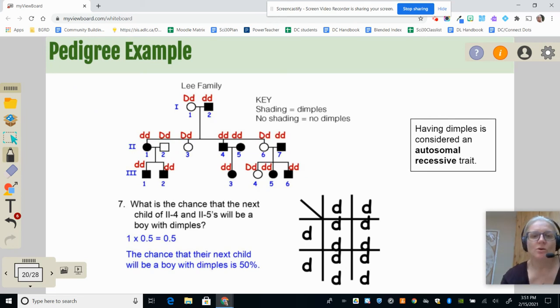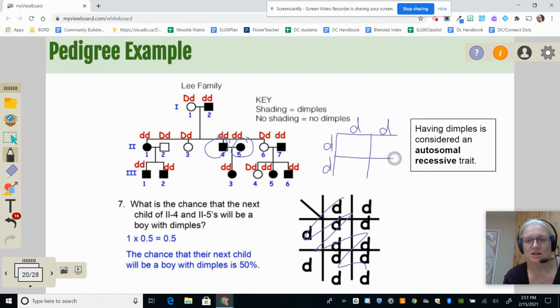One more question here. What is the chance that the next child of 2-4 and 2-5 will be a boy with dimples? Well, if we take a look, we're just going to do a new Punnett square for this. They both are homozygous recessive parents for dimples, so they can only pass on the recessive gene. So all the offspring are going to have dimples, aren't they?